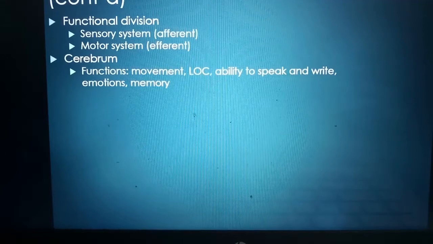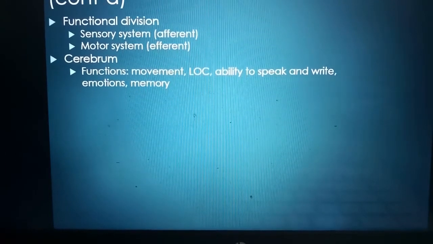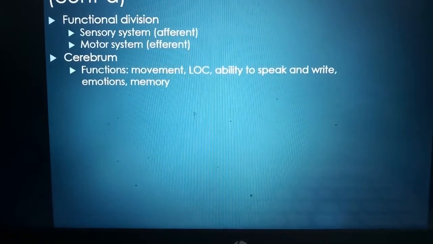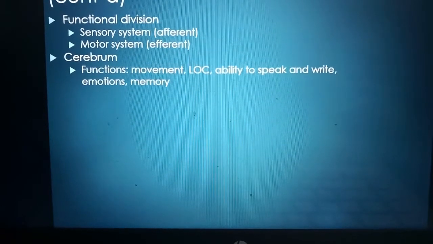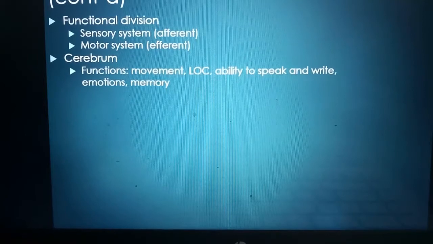And the motor system: when you have to move your hand, close your eyes, or walk, the signals come from the brain to the muscles. That is the efferent system. I hope you understood what is afferent and efferent, what is the sensory system and the motor system, and where the signals go from.